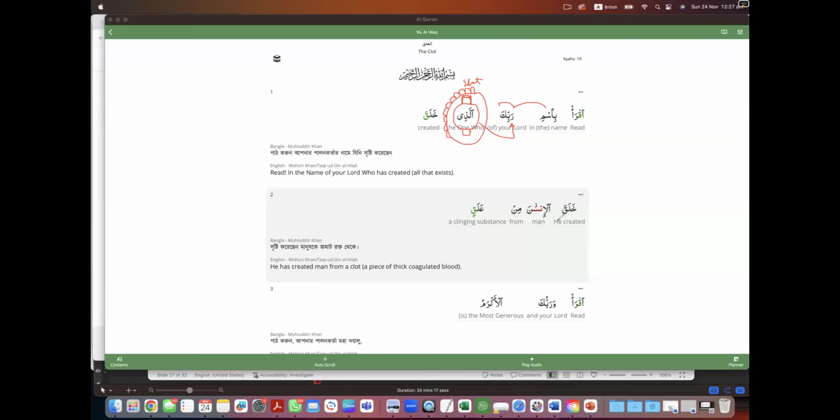Khalaqal insana min alaq. Why did I? Khalaqal insana, he created the human, mankind. This al, yes, this al. How many types of al do you know? Al. Lam-e tarif. It's called Lam-e tarif, al. This is the normal al, meaning just the article "the". Okay? Just normal.